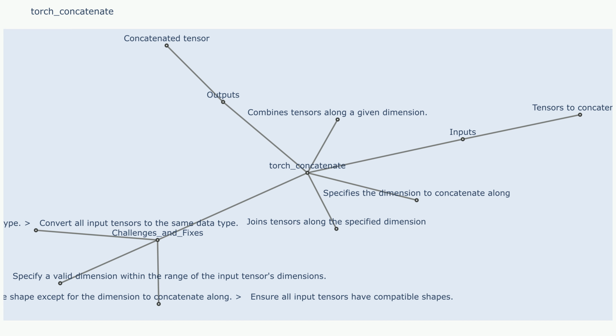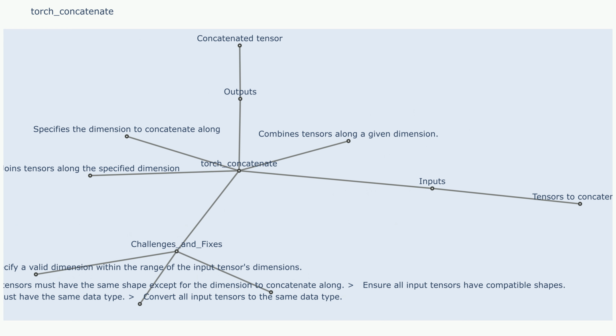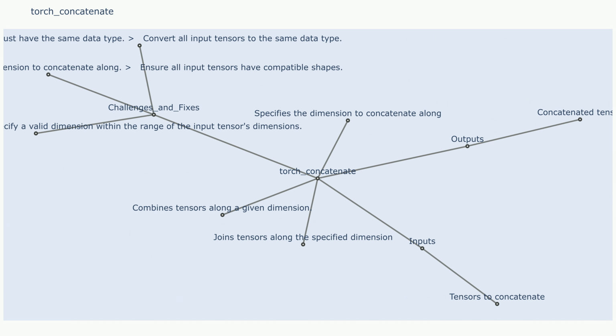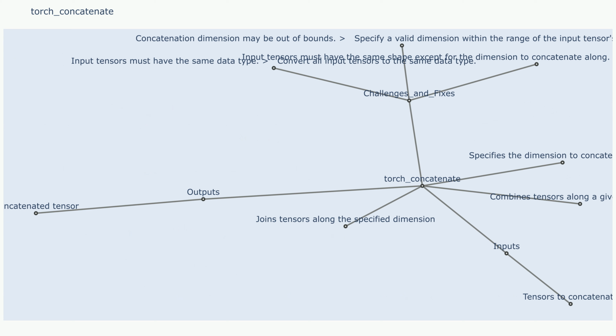Challenge 2: incorrect data type if the input tensors have different data types. An error will occur. Sample use case that resulted in challenge 2: trying to concatenate a tensor of type torch.float32 with a tensor of type torch.int64 will result in an error. Fixes to challenge 2: ensure that all input tensors have the same data type before concatenation. If necessary, convert the tensors to a common data type.